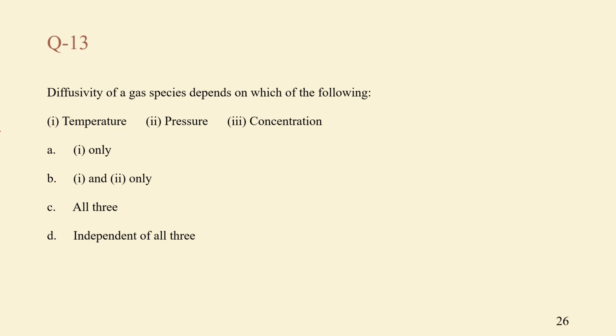So if the temperature is high, the diffusivity, like how far it diffuses, would be different. And if the atmospheric pressure is different, it would again influence how fast it is diffusing. And again concentration: if the water is already mixed with so much dye, the future incoming of the dye would be a bit difficult.